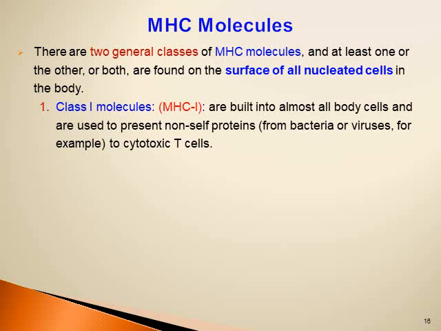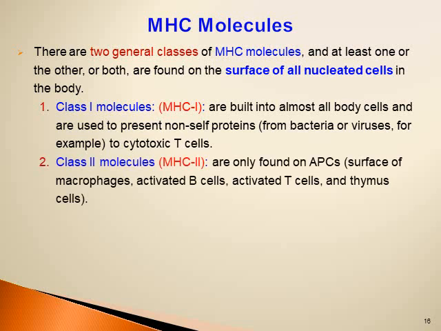So the class 1 molecules are present in all body cells and they are responsible for presenting the non-self proteins that are part of bacteria or viruses to the cytotoxic T cells. The class 2 molecules, or MHC2, are only found on antigen-presenting cells: surfaces of macrophages, activated B cells, activated T cells, and the thymus cells.